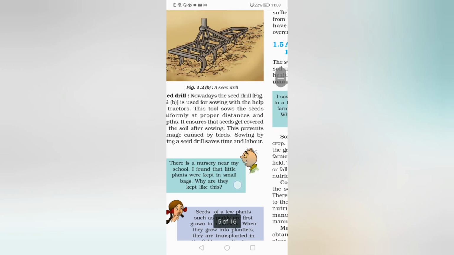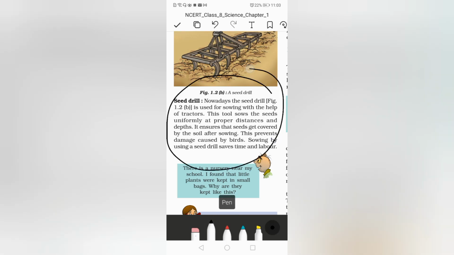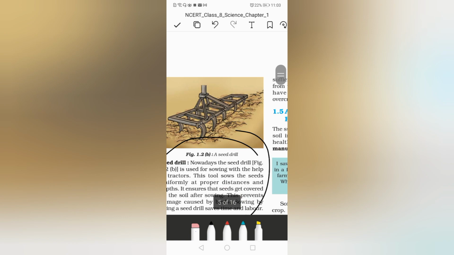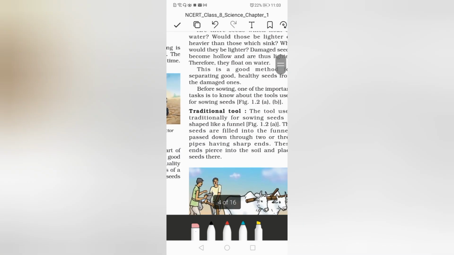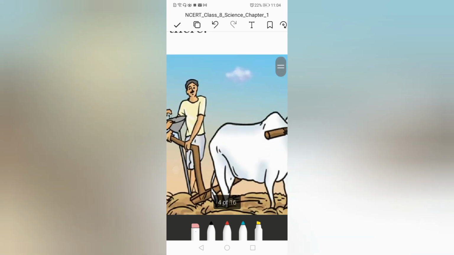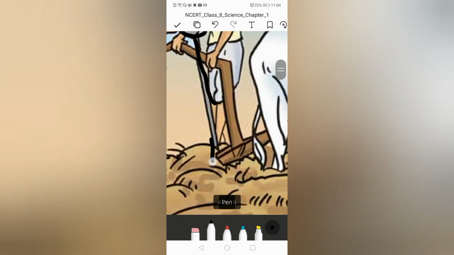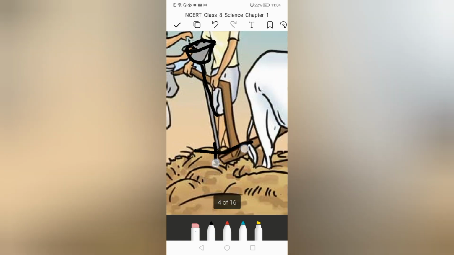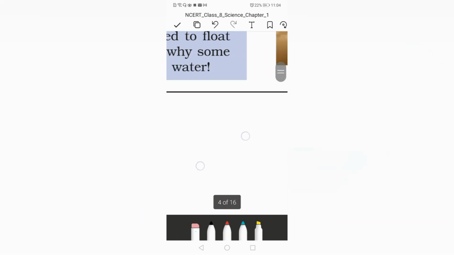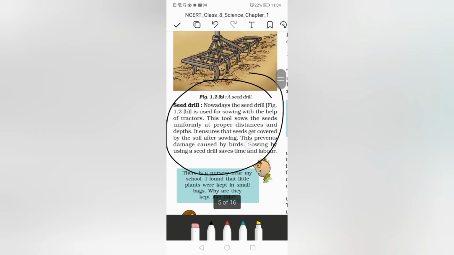So, I think we finished seed drill, but let's have a quick recap. As you know, we did the traditional tool right before this. Let's recap on this as well. The traditional tool is basically like a funnel. You put seeds in this little funnel-like structure, and it goes down into the soil, and then this is just to put the soil back. Now let's move on to our seed drill. We did this last video, but let's have a quick recap.